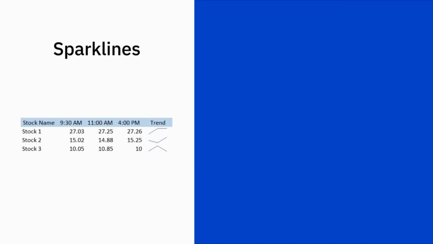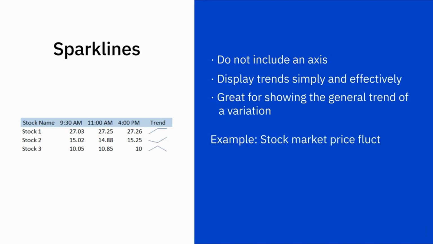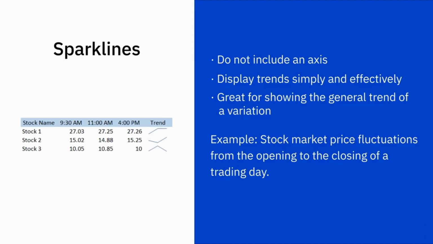Lastly, we have spark lines. Spark lines do not include an axis or coordinates, yet they display trends simply and effectively. These are great for showing the general trend of a variation. For example, stock market price fluctuations from the opening to the closing of a trading day.